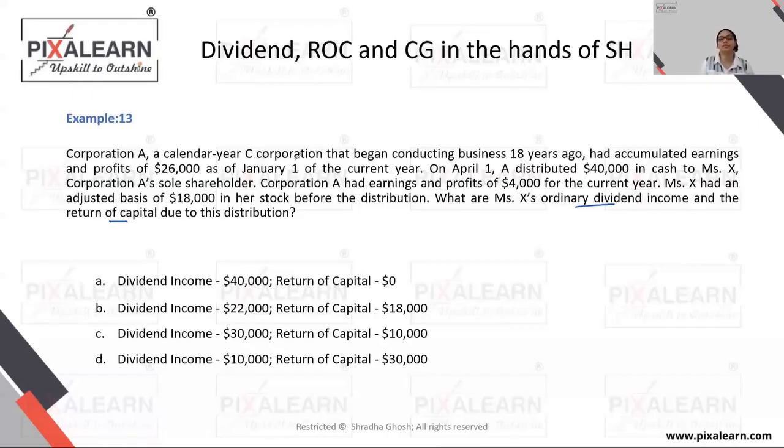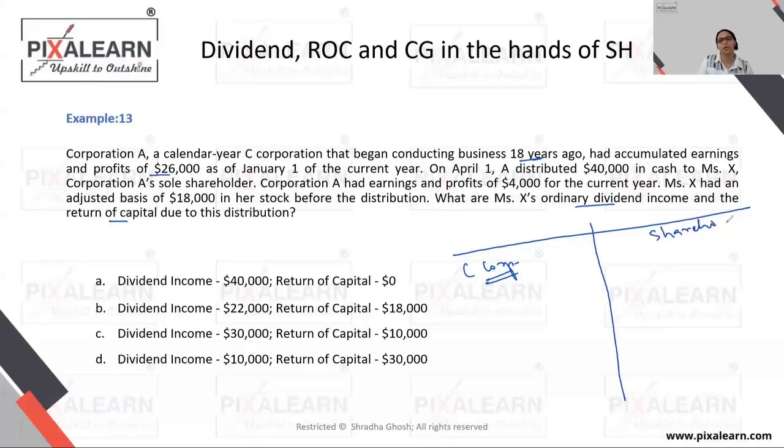Corp A, which is a calendar year C Corp that began conducting business 18 years ago, had accumulated earnings and profits of... So the moment you see a question like this, start from the C Corp perspective and the shareholder perspective. And in your mind, tell yourself, I am a shareholder. I am a shareholder. I'm not a C Corp. And I'm supposed to be receiving some money, and I have to tell the IRS.